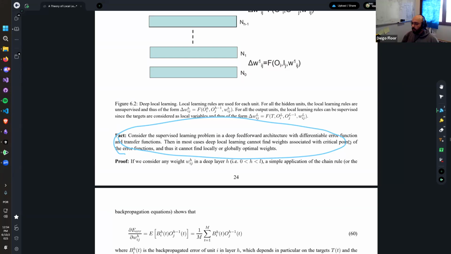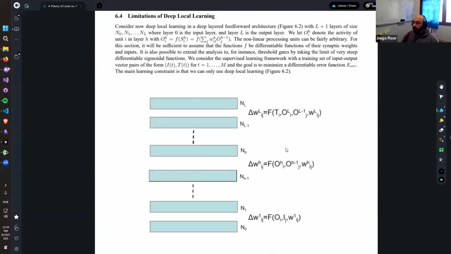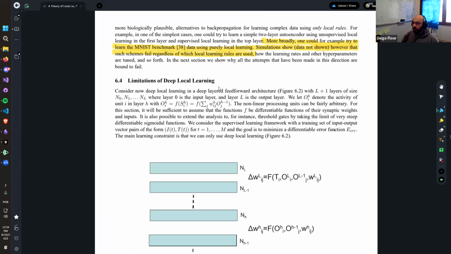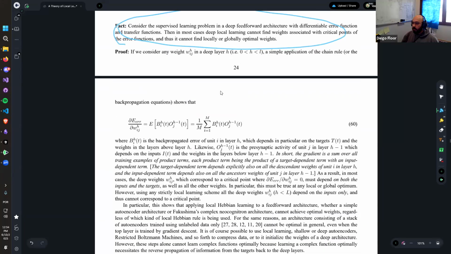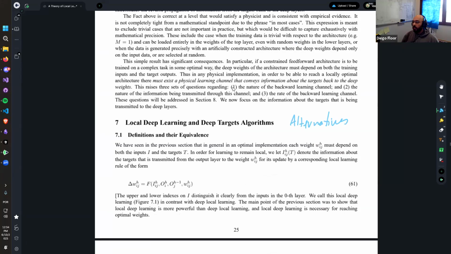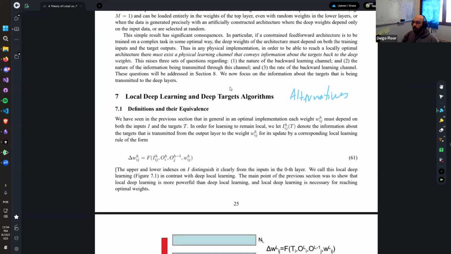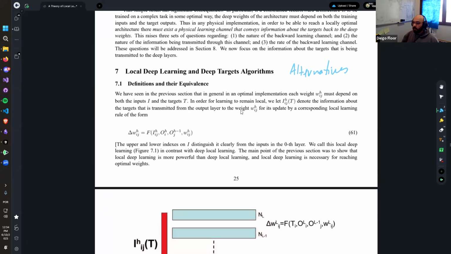Yeah, that differential for a function. Right. So okay. So limitation of deep local learning. Yeah. So this is what they're saying, that it's not going to work. And here they are actually talking about alternatives. So they talk about this is the learning channel that appears in the title there.